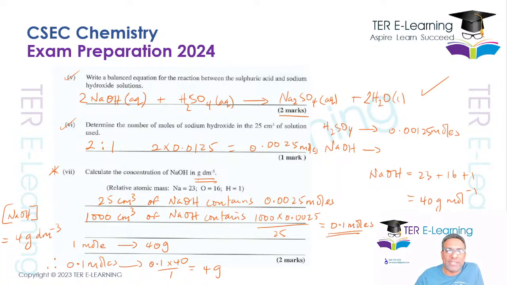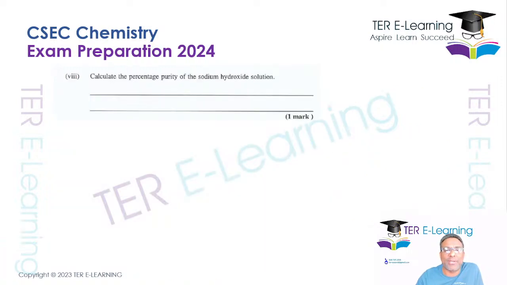Right, so that's part 7. And the last part: calculate the percentage purity of the sodium hydroxide. Now, look how you're going to analyze this. Based on what reacted, the concentration of the sodium hydroxide, based on the calculation we did and based on the titration, you got 4 gram per dm cube. So that means you would have added 4 grams of sodium hydroxide to that 1 dm cube.